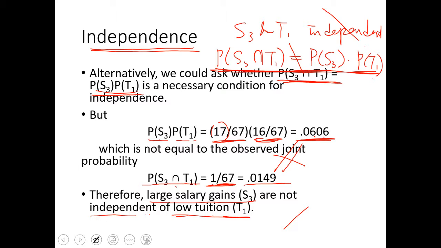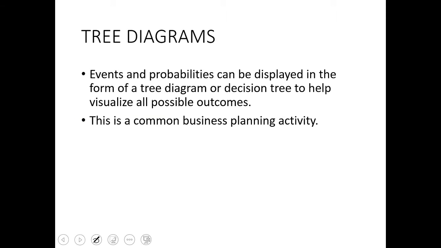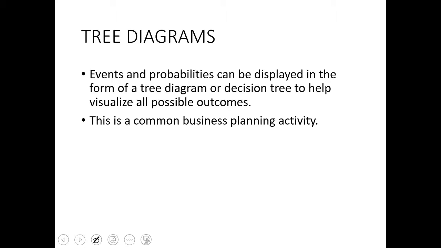So using the contingency table, we can check the conditional probability and independence and so on. Please read this slide again carefully, and study the contingency table, conditional probability and independence. The next topic is the tree diagram.